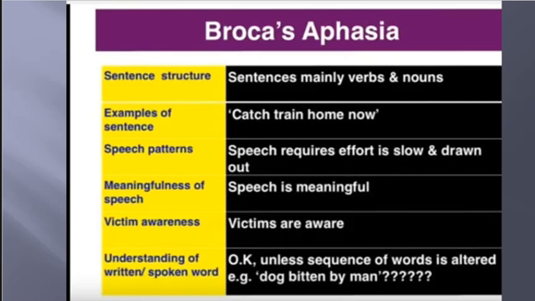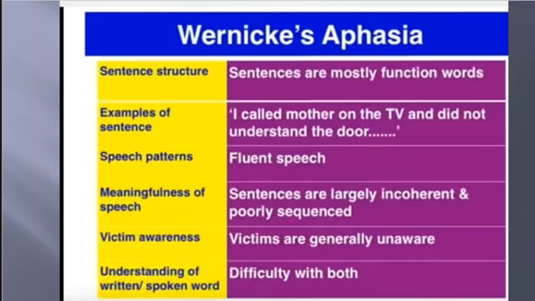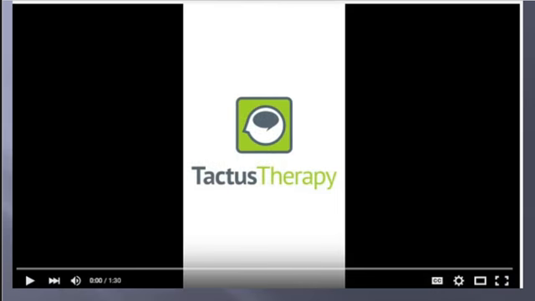Understanding here, sometimes sequencing, like "dog bitten by man," they might get very confused. They might think you said "dog bitten by man" versus "a dog bit a man." That's Broca's aphasia. We also have Wernicke's aphasia, where sentences are mostly function words. For instance, "I called mother on the TV who did not understand the door." So it's fluent speech, but it doesn't usually mean anything. It's poorly sequenced. Victims don't really know they're doing that. They think they're saying exactly what they want to say, and therefore they would have difficulty with understanding.